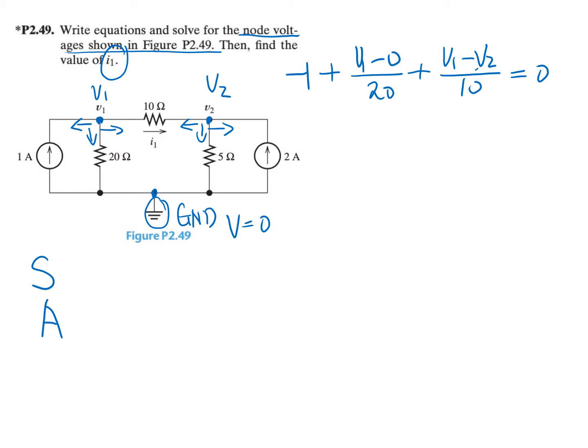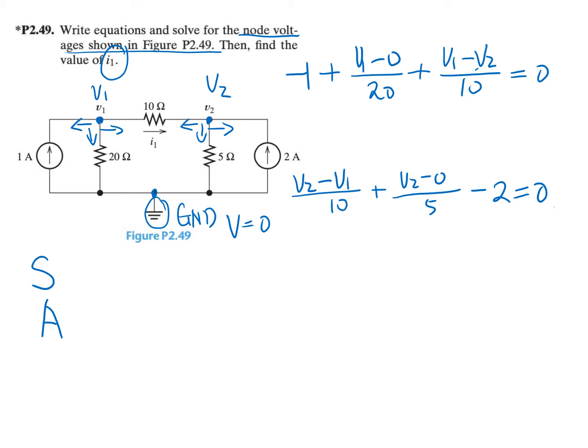And we apply KCL to node 2. We have V2 minus V1 divided by 10 plus V2 minus 0 divided by 5. And similarly, this current flows into this node, so we minus 2, that's equal to 0. Then we come to our last step, to solve these 2 equations.